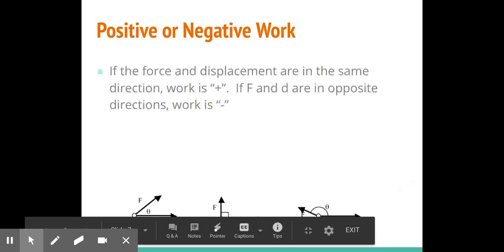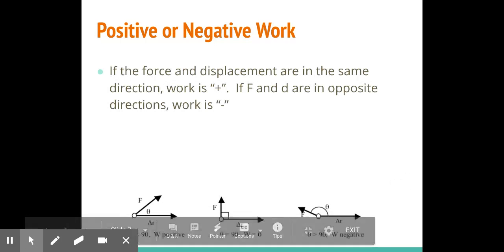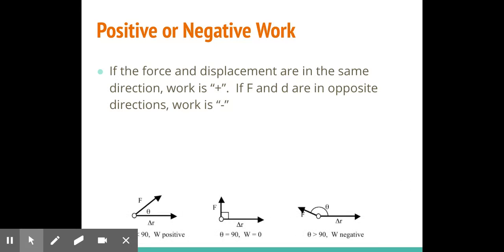And then positive or negative work. If the force and displacement are in the same direction, your work is positive. But if the force and the displacement are in opposition to one another, your work is negative. I know that must seem weird after just getting done with the slide that says it's a scalar. And it's true, it's scalar units. It's still scalar.